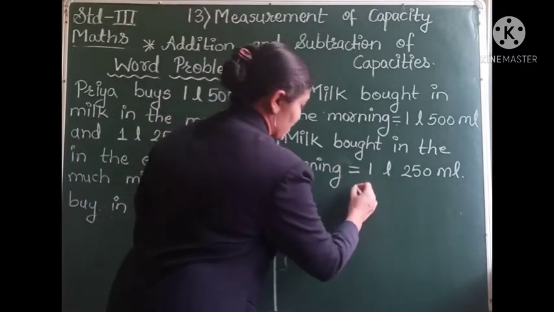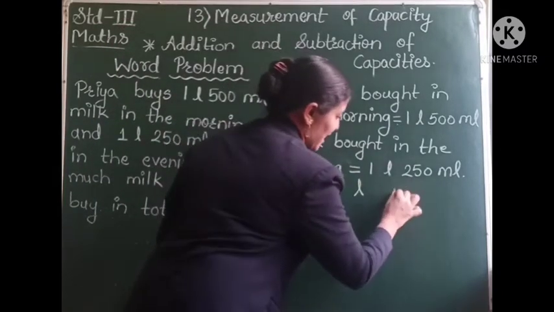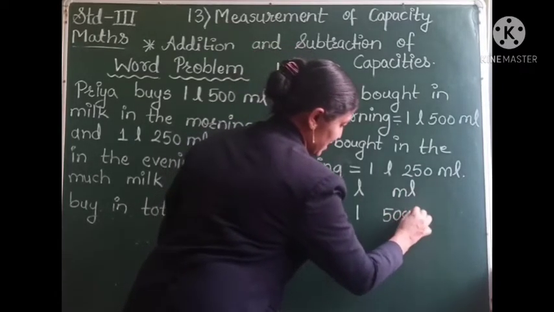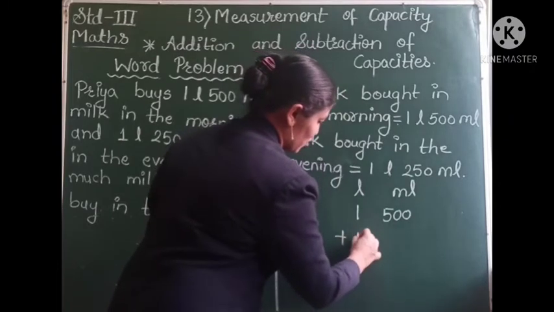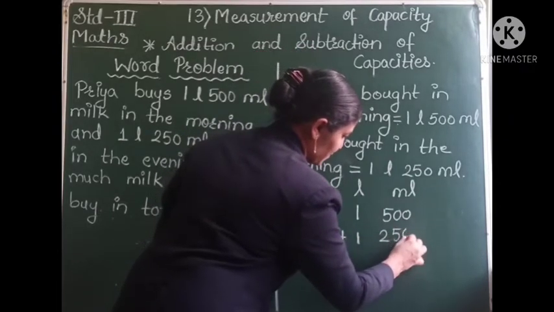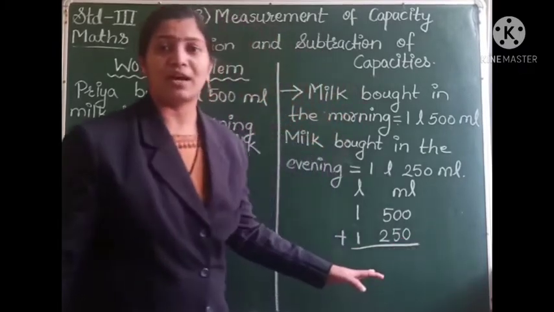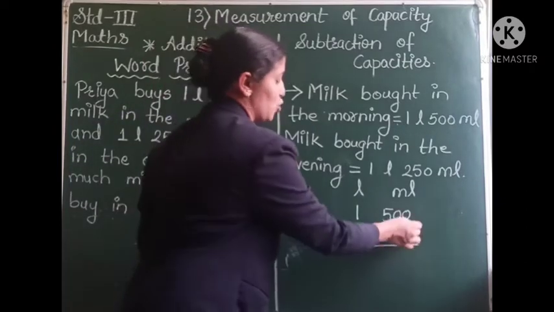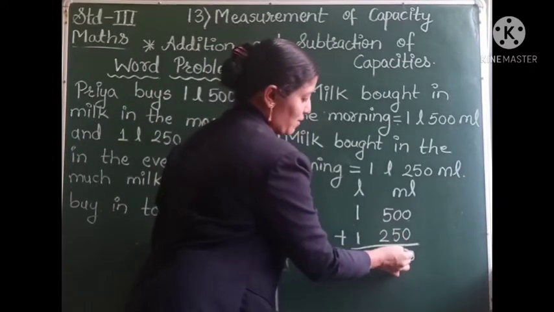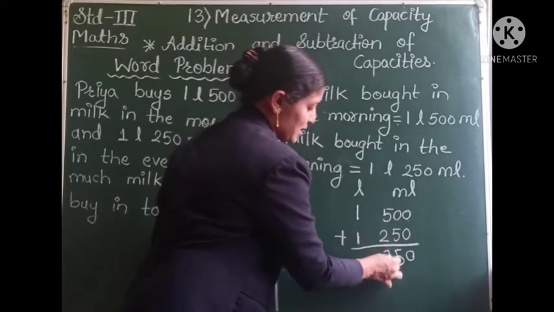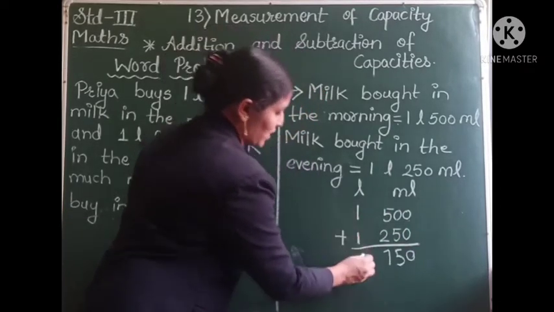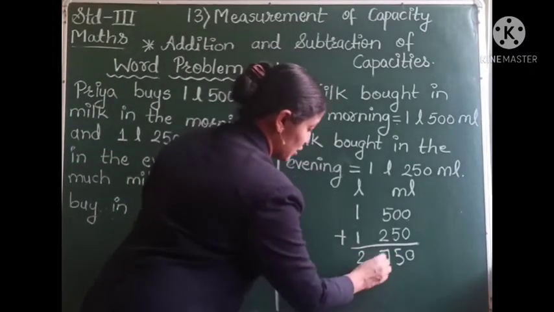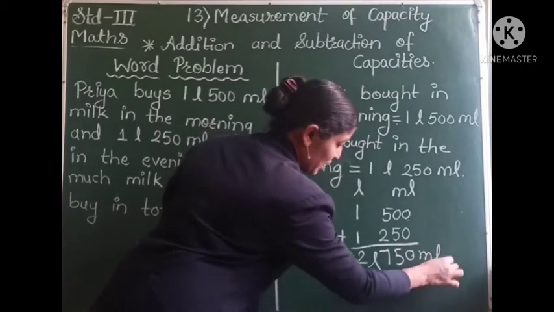So we will add it. First I will make 2 columns, that is liter and milliliter. First is 1 liter and 500 milliliter, and in the evening it is 1 liter 250 milliliter. Now I will add both these. First I will add the smaller unit, that is milliliter. 0 plus 0 is 0, 0 plus 5 is 5, 5 plus 2 is 7, and this 1 plus 1 is 2. So the total milk that Priya buys during the whole day is 2 liter 750 milliliter.